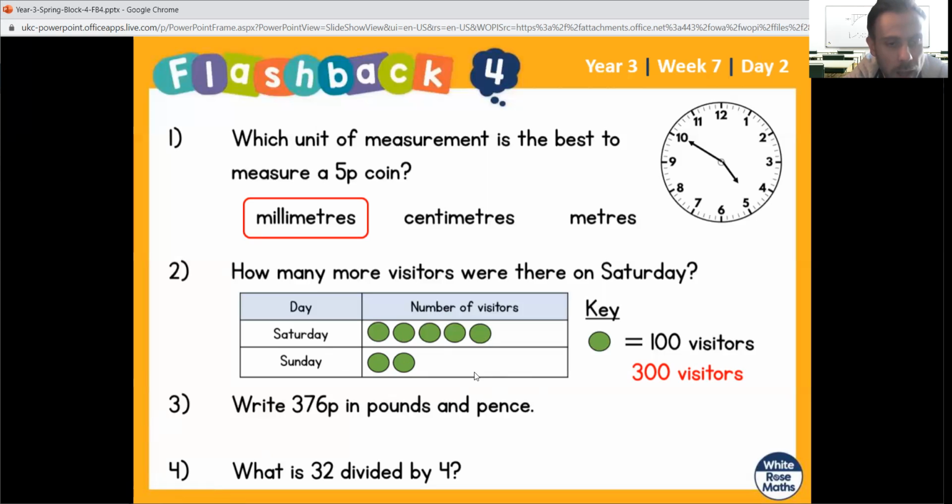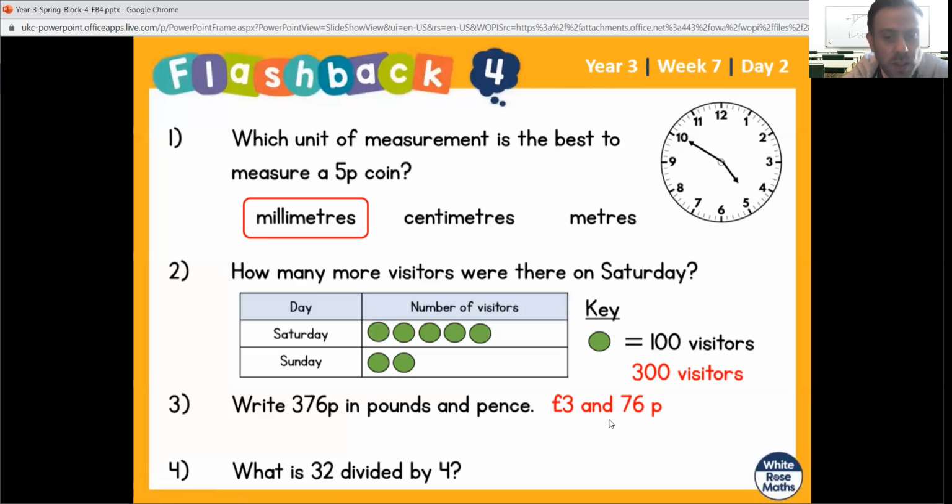There you go. Next up, number 3. This is another money reminder. Write 376p in pounds and pence. So you have to remember how many pence are in a pound. 376p is £3 and 76p. There you go, £3.76. Good stuff if you got that one.